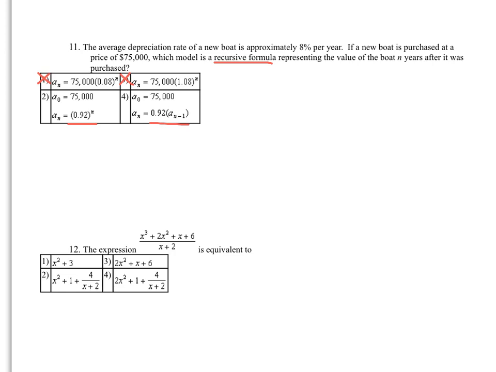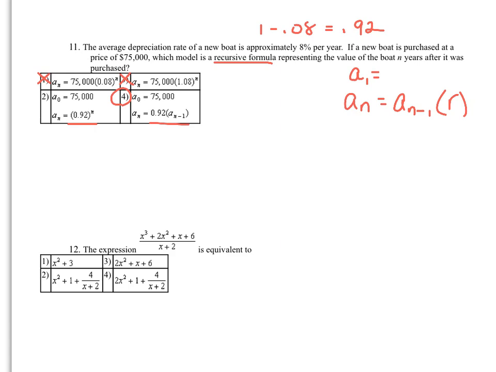So let's go back to what the recursive formula is. That's a sub 1 equals, and then a sub n equals a sub n minus 1 times your rate. So right there, we can see that the answer is choice 4. And since the average rate of depreciation is 8%, that means we're doing 1 minus 0.08, which gives us the 0.92 that you see in choice 2 and choice 4.